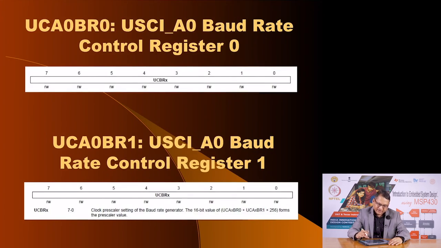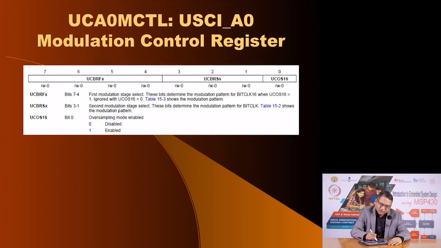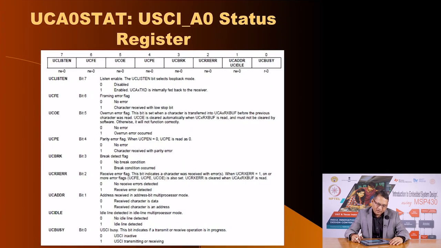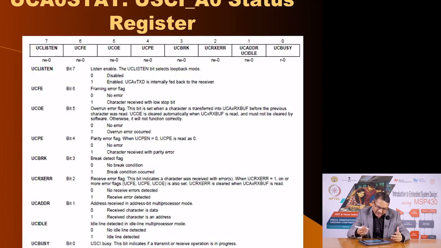Then these are the baud rate registers, registers 0 and 1. We will see a code example to understand these registers better. You have the modulation control register. The modulation control register is there so that the baud rate which is generated by dividing the system clock, or whatever clock source you have chosen, if there is an error, then the modulation control register will allow you to minimize the effect of that error. This is the status register, which tells you whether there is a parity error, whether there is any other error on the receiving function and so on.